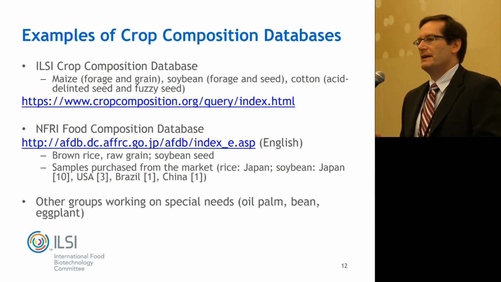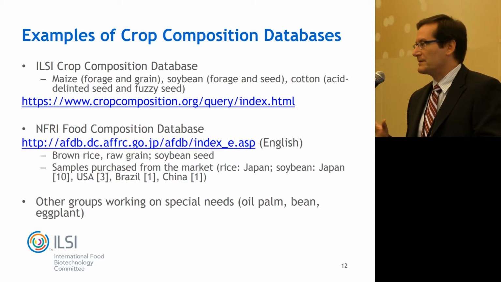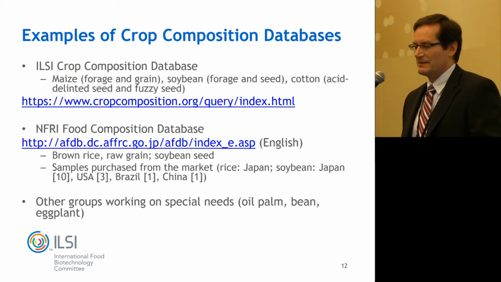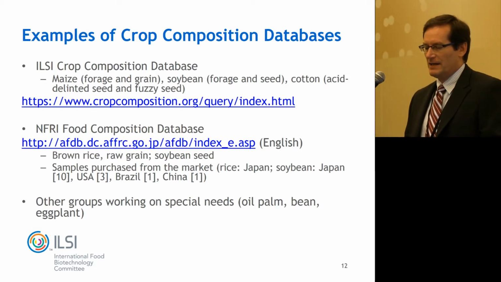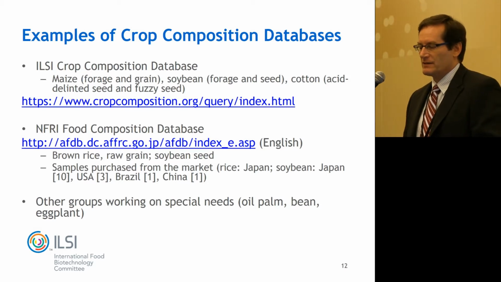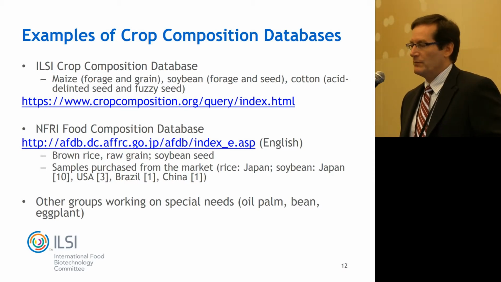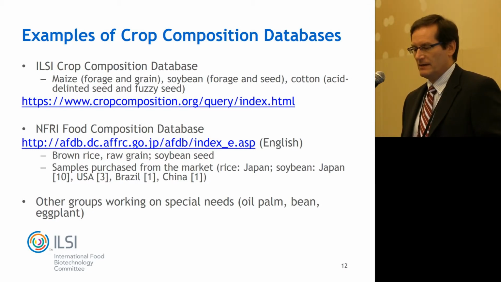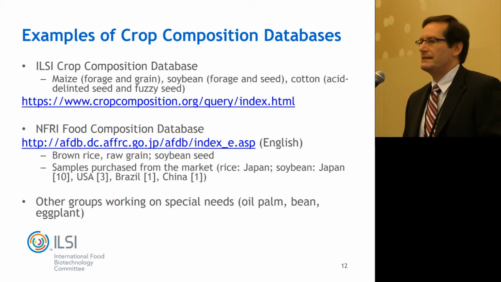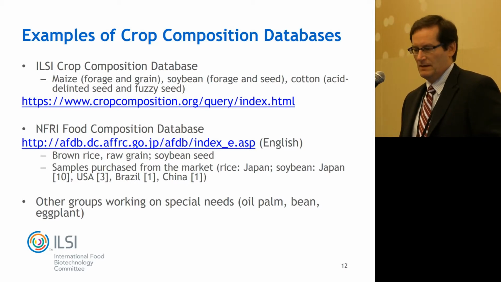And the importance of these databases is recognized for people working with other crops, not just the big crops, maize and soybean and cotton. But in Malaysia, they've started developing an oil palm database because they realize that they need to be able to capture the variability within the crop. Embrapa has worked in Brazil on bean. They have their data together. And also in India, they talked about putting together an eggplant database. So these data are very useful in these databases.